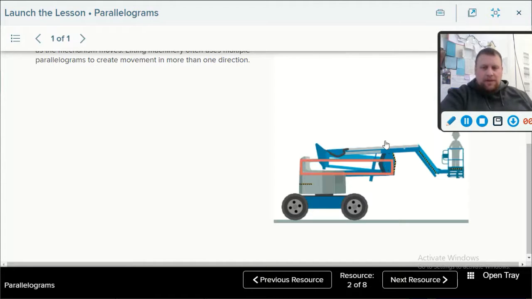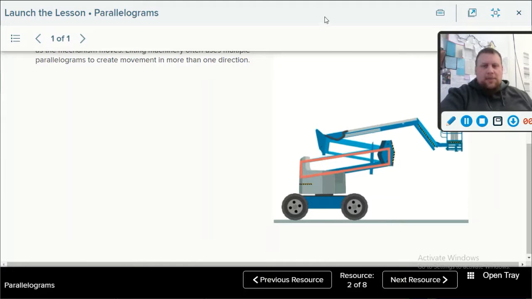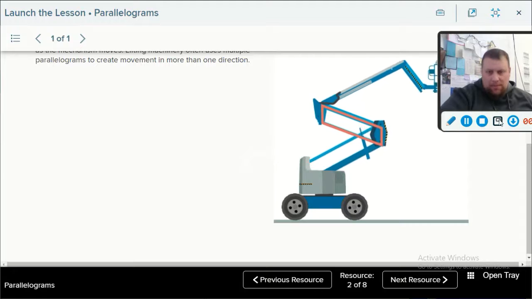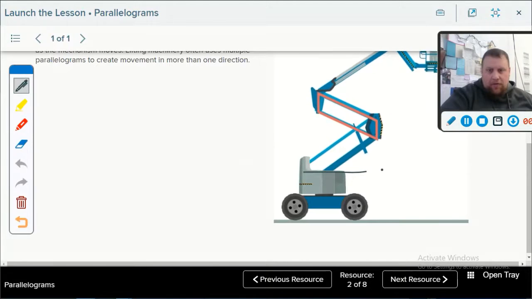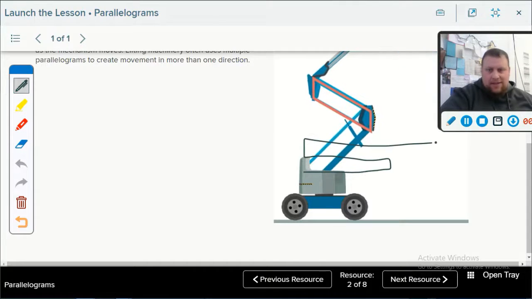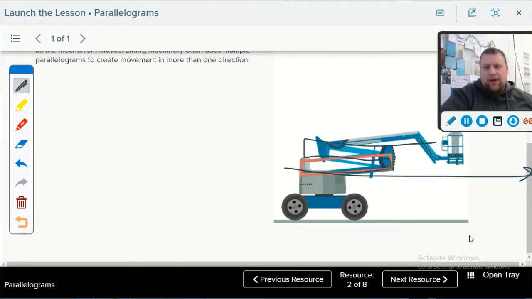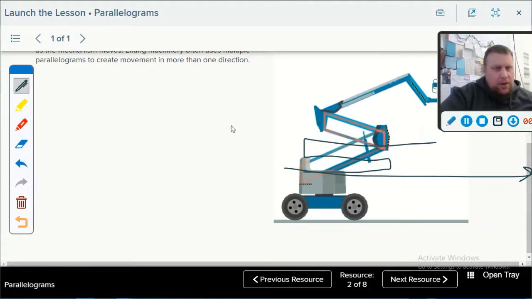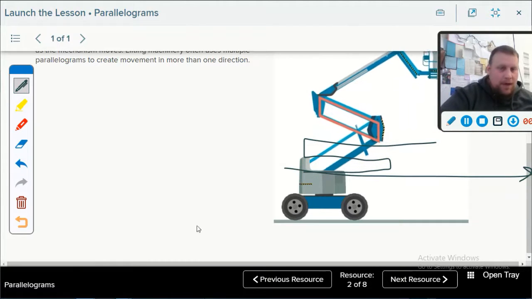And yet the beauty of this is, think about it. This man can lift up this high, but if we didn't have parallelograms, then the arm, instead of being folded kind of in on itself like this, it'd have to be sticking straight out this direction, which would be a really odd car to have, right? So it allows us to be more efficient in our usage of space and transfer of force.